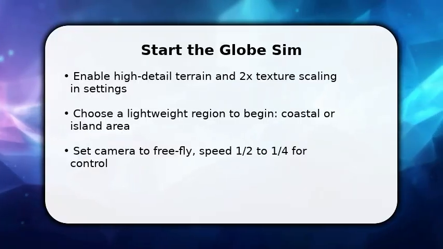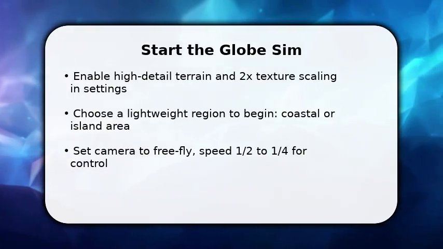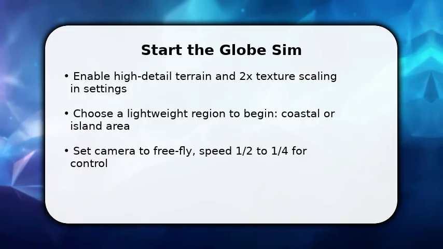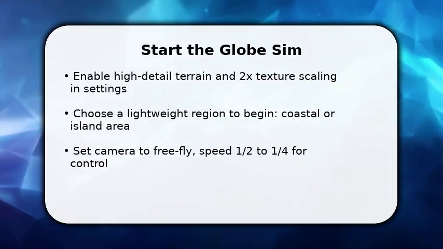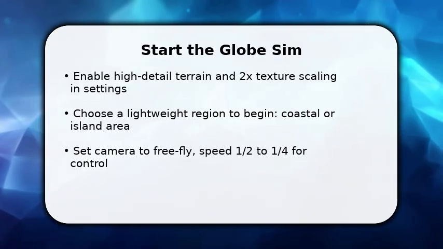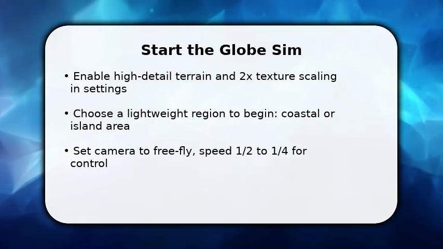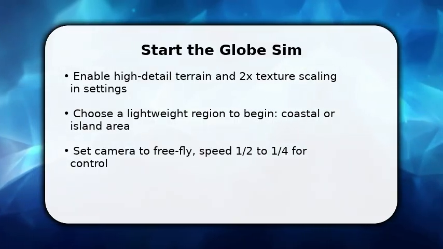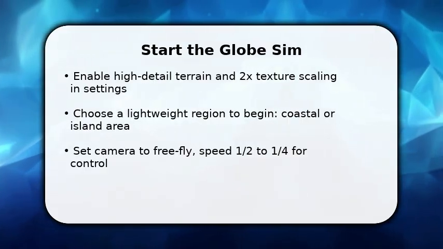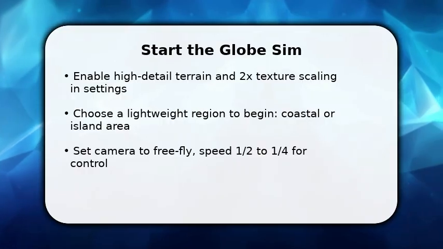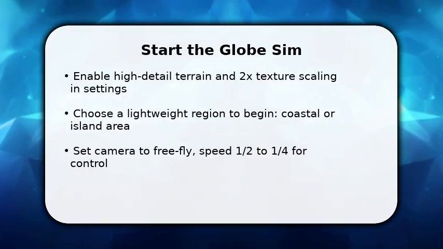You begin by launching the globe simulator and loading a manageable region. This reduces loading stalls and gives you immediate visuals to roam. Once done, switch to free-fly camera and lower movement speed to 1/2 or 1/4 so you can inspect features. Make sure high-detail terrain and 2x texture scaling are enabled to see landmarks clearly. These steps let you start moving right away while keeping performance stable and visuals informative for precise exploration.